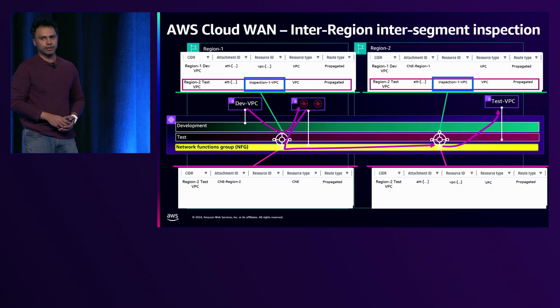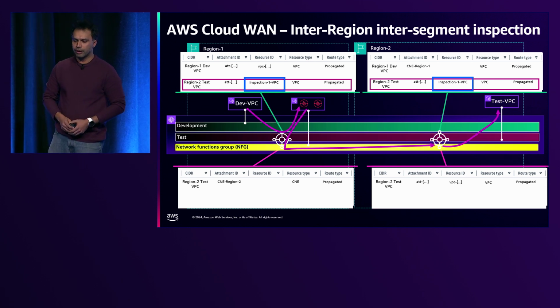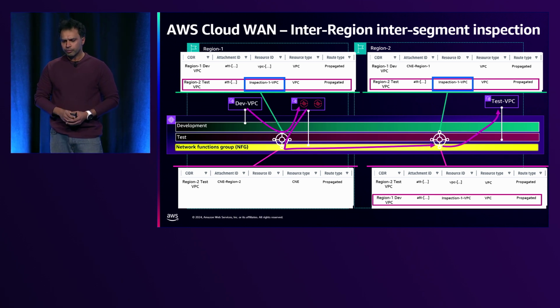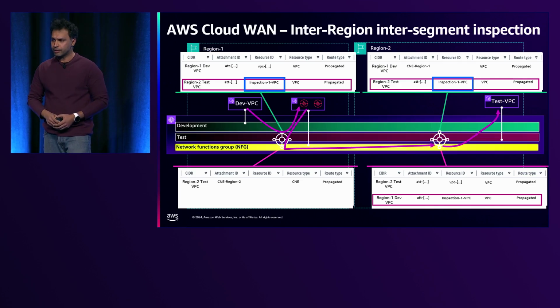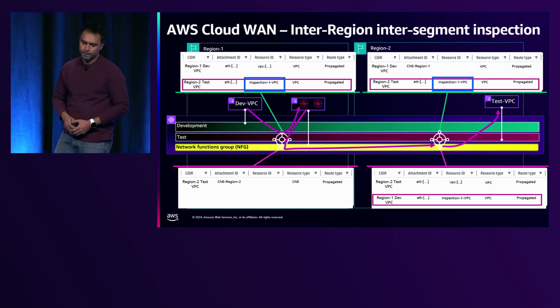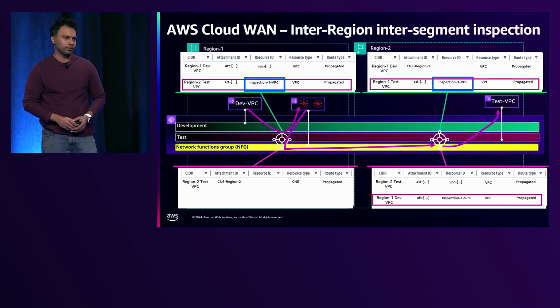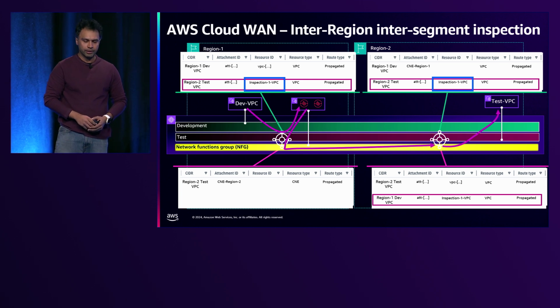This completes one side of the flow. For the return traffic, the lookup is done in the test segment's routing table at the bottom. Here, you will see a route for the dev VPC CIDRs, and the next hop is again the inspection VPC.